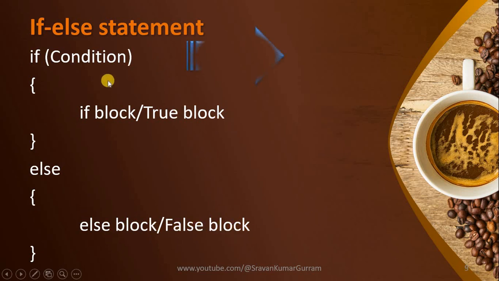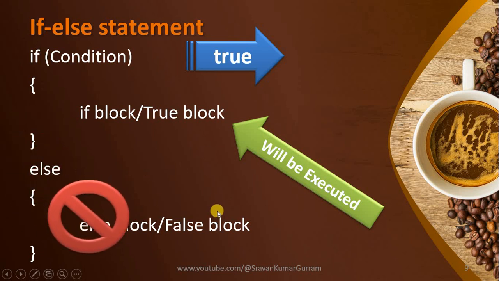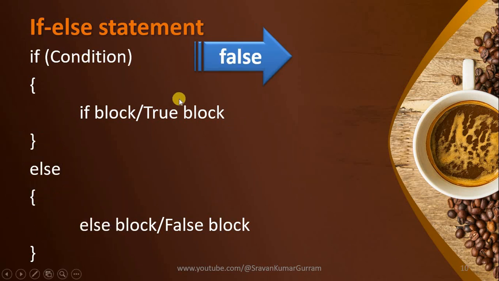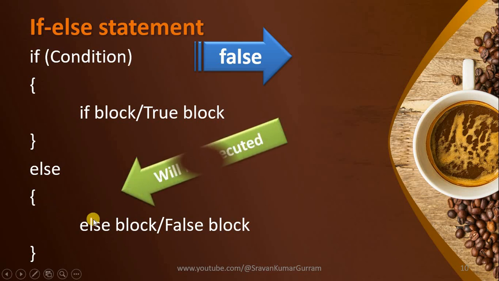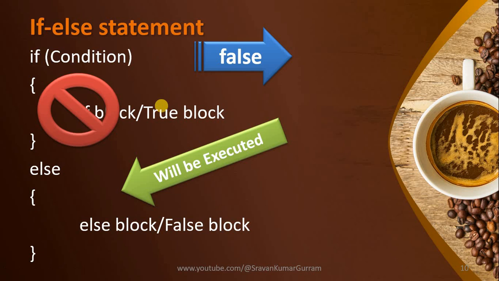We covered already, when this condition is true, then the true block, or the if block, will be executed. In this case, else will be skipped. When the condition returns false, the else block will be executed and the complete if block will be skipped. If you observe, in the true case, the if block will be executed and the else block will be skipped. In the false case, only the else block will be executed and the if block will be skipped.